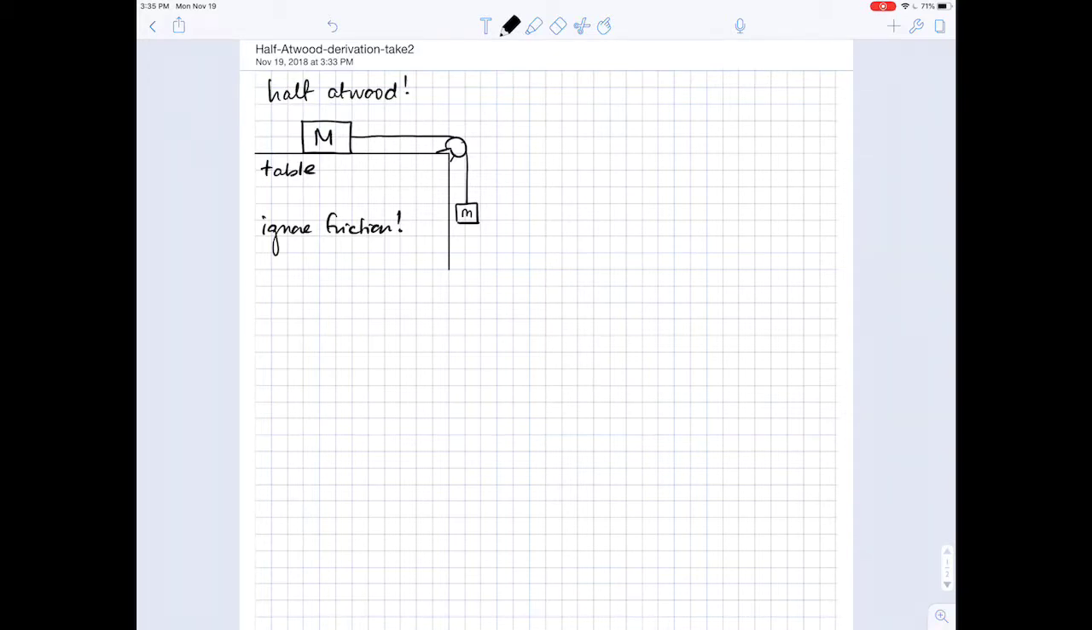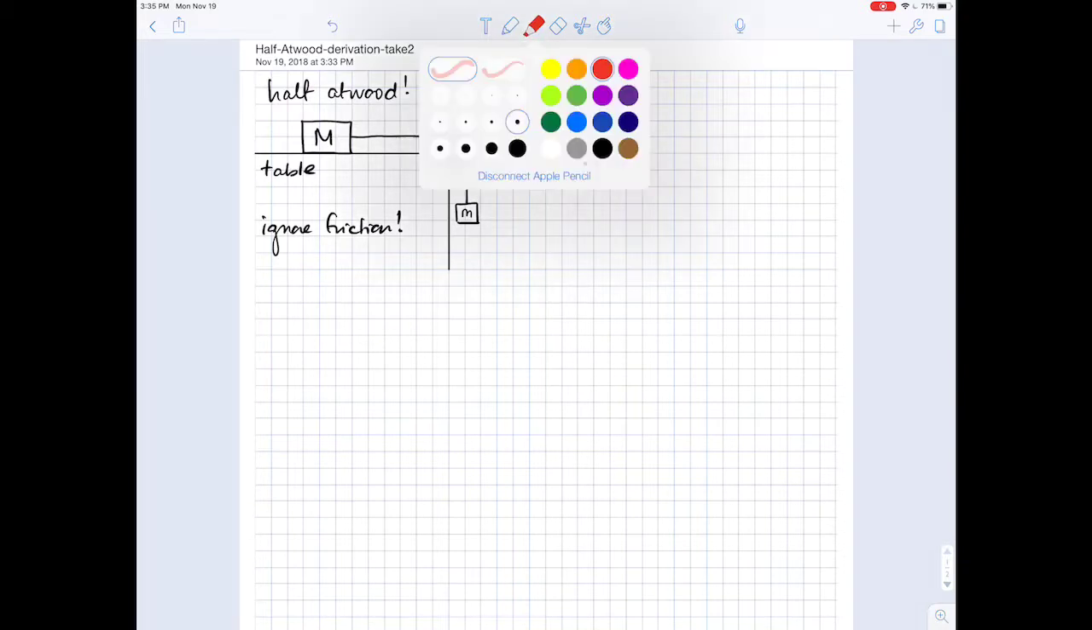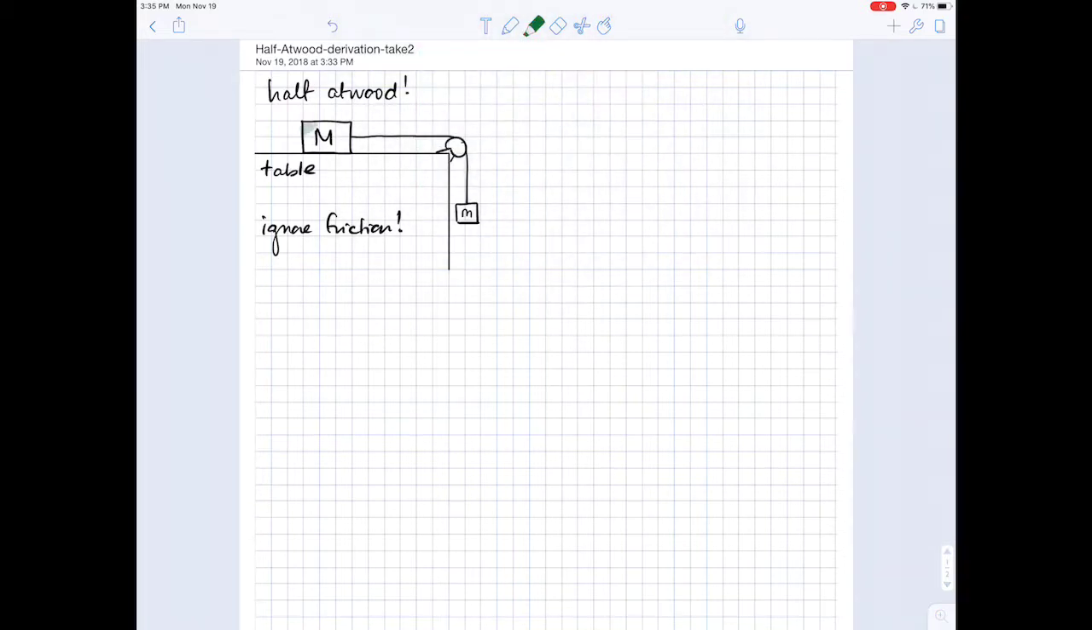I've labeled the block sitting on the table, which I'm going to color in green. I've labeled it capital M, so the table block is large M and the hanging block is lowercase m, and we're going to ignore friction. So we expect that if we were to hold on to this thing and then suddenly let it go, the whole thing would accelerate. So the block on the table would accelerate to the right and the hanging block would accelerate down towards the ground.